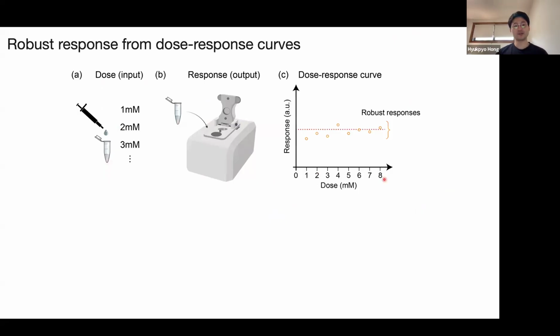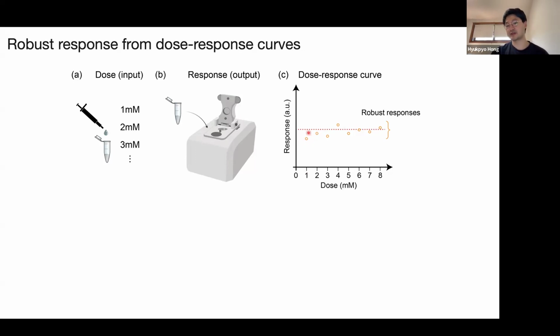And this phenomena of adaptation, or in this case, robust response, can be identified from response curves. When we change the level of a certain input chemical species, we can first put this dose at the lowest level, like 1 millimole, and then the next higher level, 2 millimole, 3 millimole, and so on. Every time we put this dose, we can measure the response chemical species concentration at the steady state, and we can draw the response curve like this.